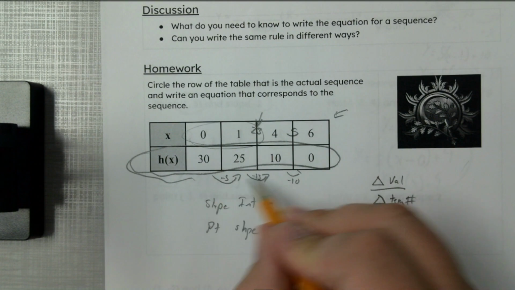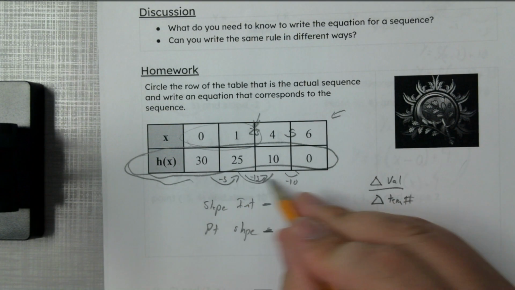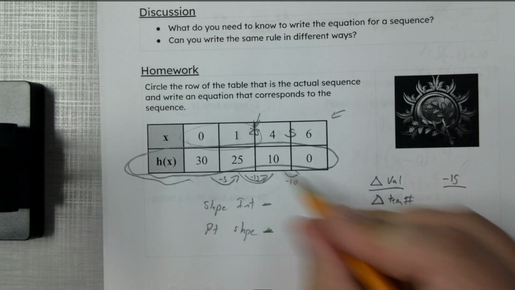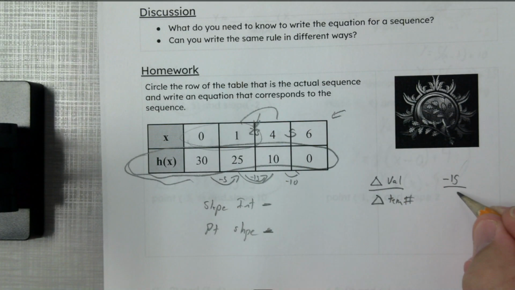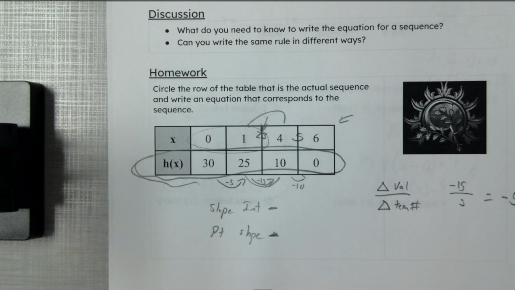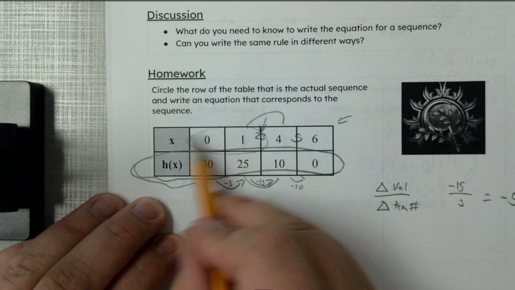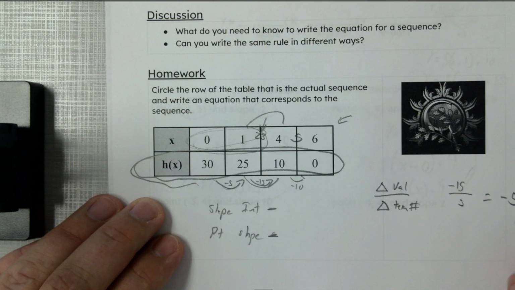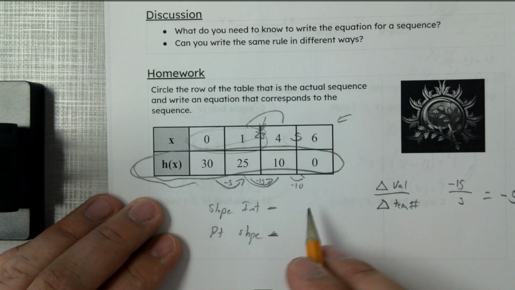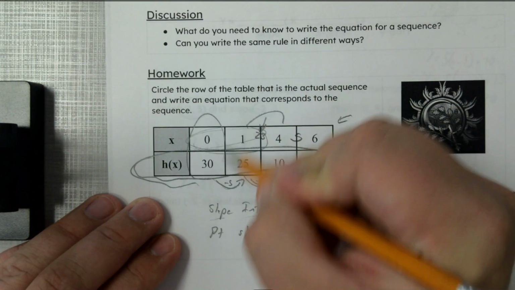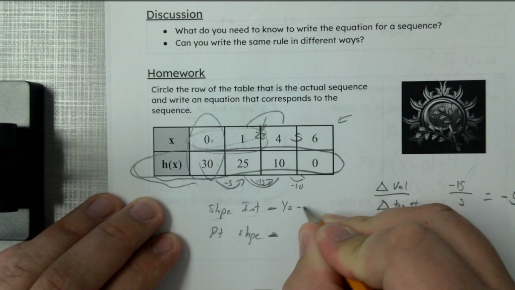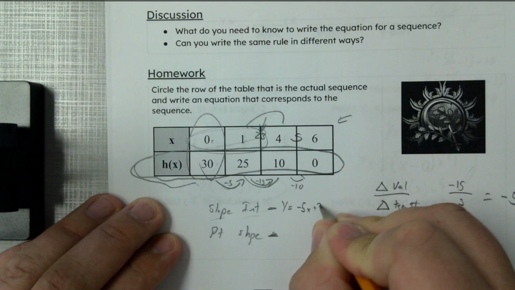If we are looking from here to here, it looks like the value is changing by down 15, so negative 15. But my term number is going from 1 to 4, which is going up 3, for a total of negative 5. I could also look at these two and see that they're right next to each other, and it just goes down 5. Either way, my rate is negative 5. We also need the 0th term if we're talking about slope-intercept, which would be this one right here. 0th term is 30. So my equation would be y equals negative 5x plus 30.